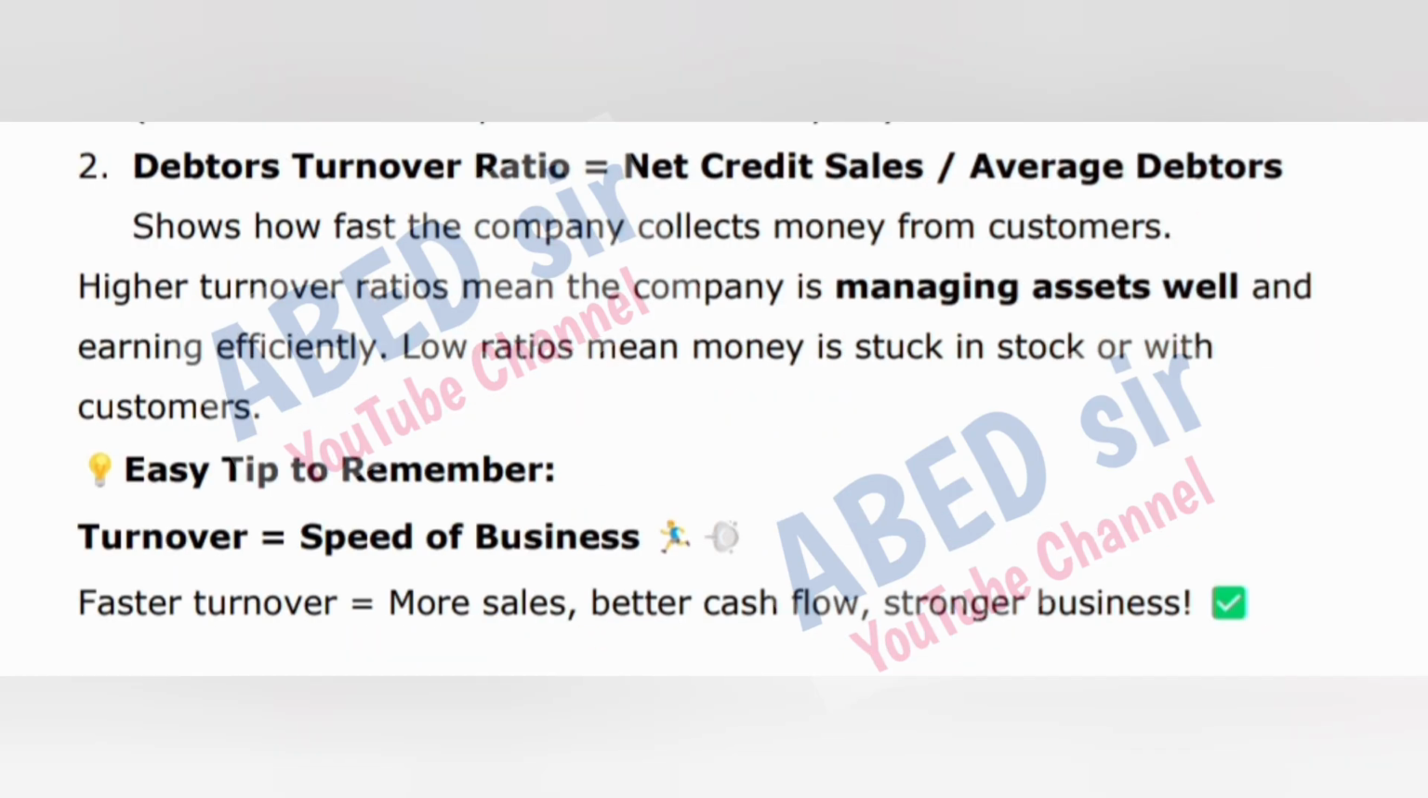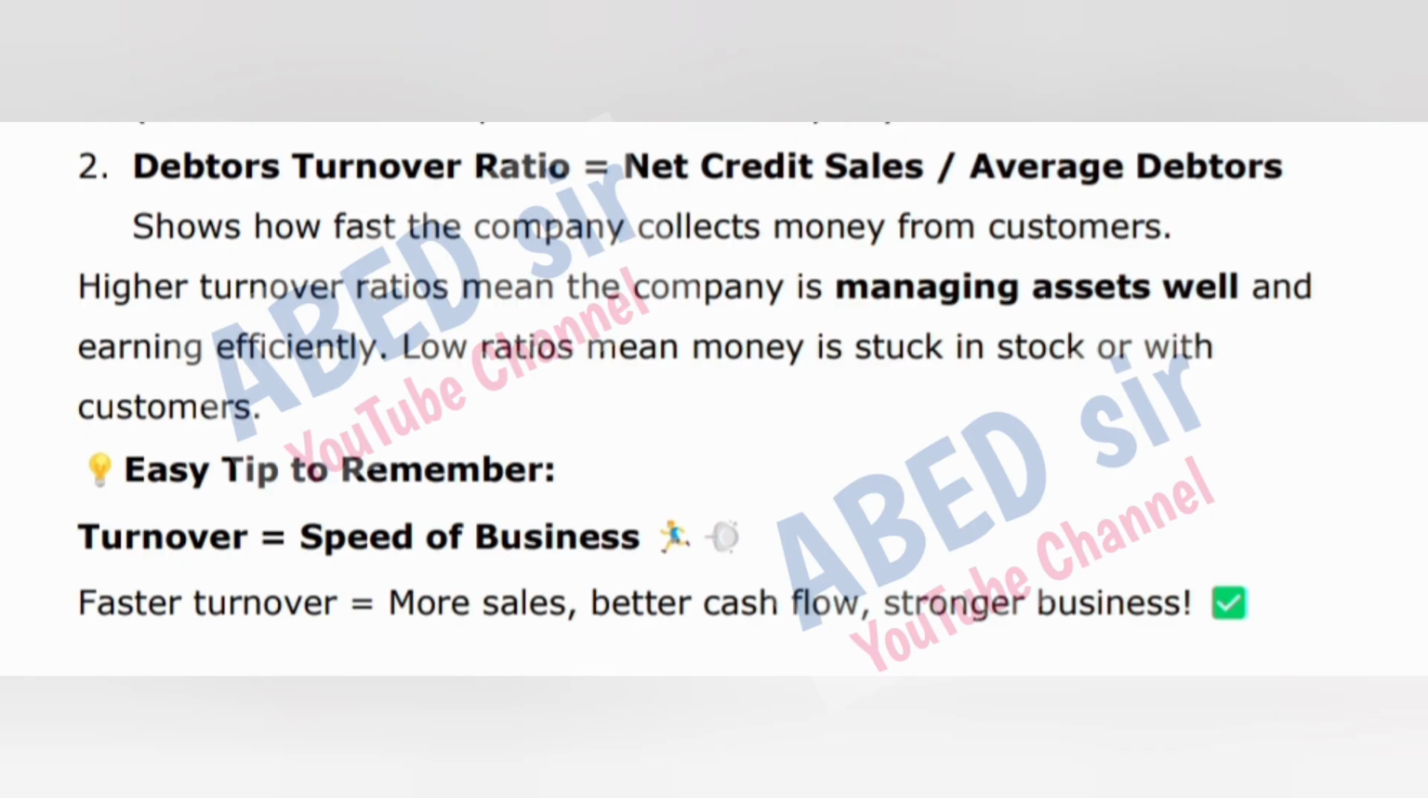2. Debtors turnover ratio is equal to net credit sales divided by average debtors. It shows how fast the company collects money from customers. Higher turnover ratios mean the company is managing assets well and earning efficiently. Low ratios mean money is stuck in stock or with customers.